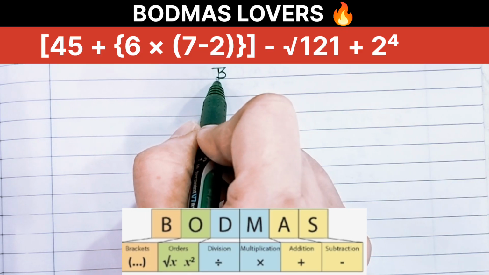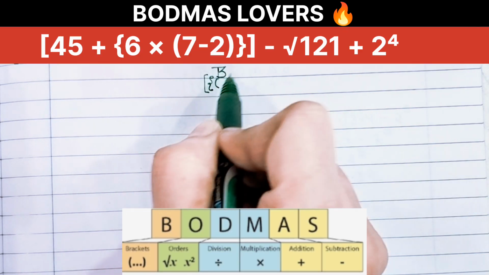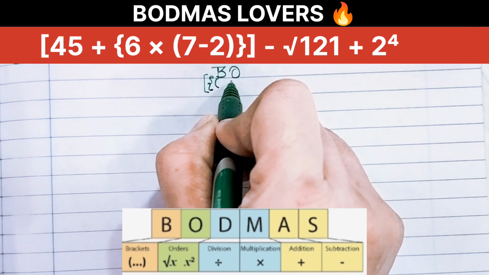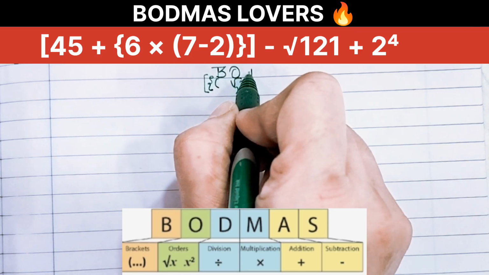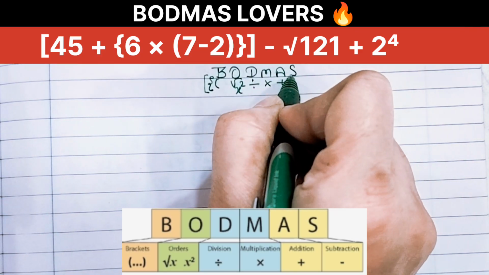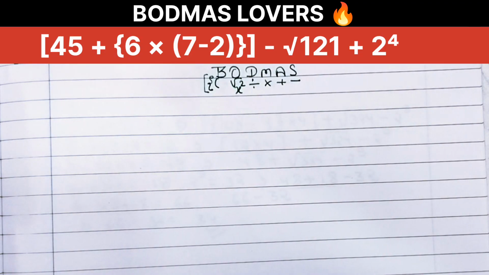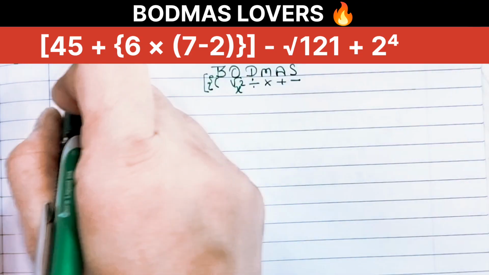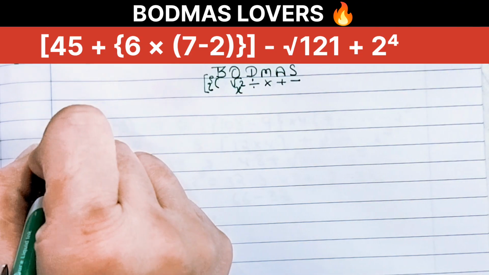BODMAS rule says first we solve brackets: small bracket, curly bracket, then square bracket. O stands for order, and we solve roots and exponents. D stands for division, M stands for multiplication, A stands for addition, S stands for subtraction. Now according to this BODMAS sequence, we'll break down this expression with a step-by-step solution.